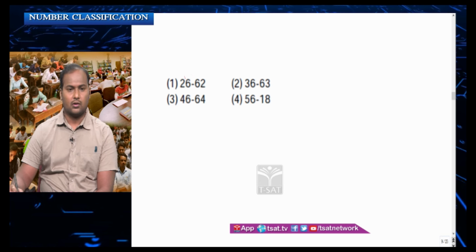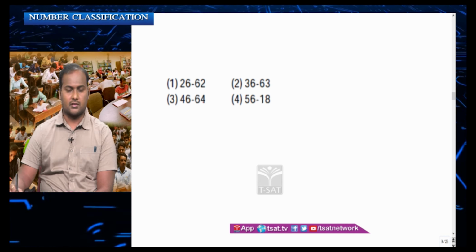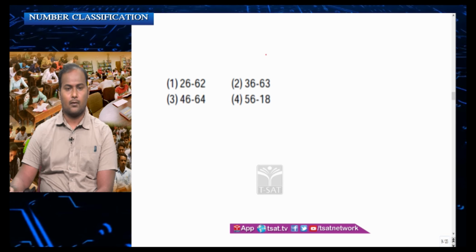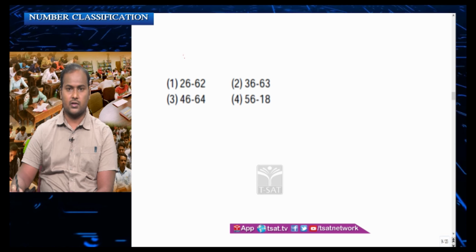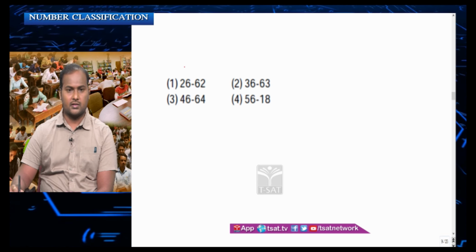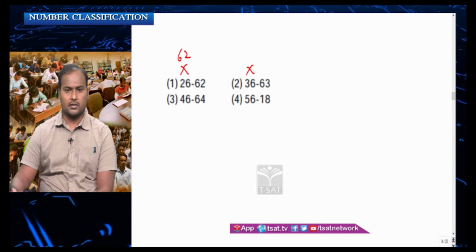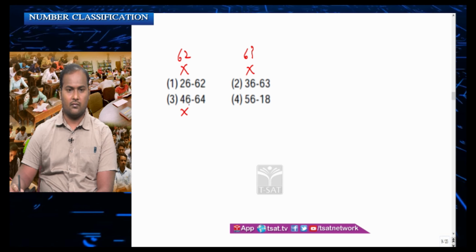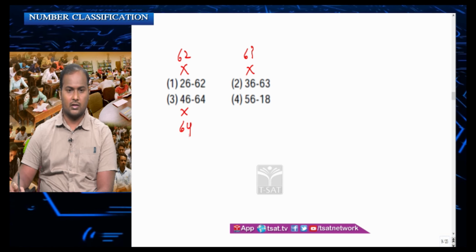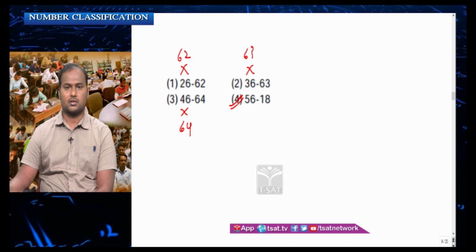In this question: 26 62, 36 63, 46 64, 56 18. The moment you see this, the same numbers are repeating. Obviously, their positions are interchanged. For example, 26, when you interchange, becomes 62. 36, when you interchange, becomes 63. In the same way, 46 interchanged gives 64. Obviously, 56 to 18 is not possible, so your answer is 4.